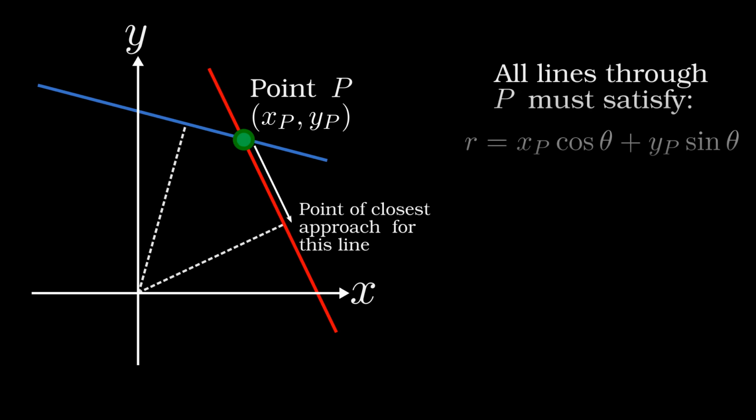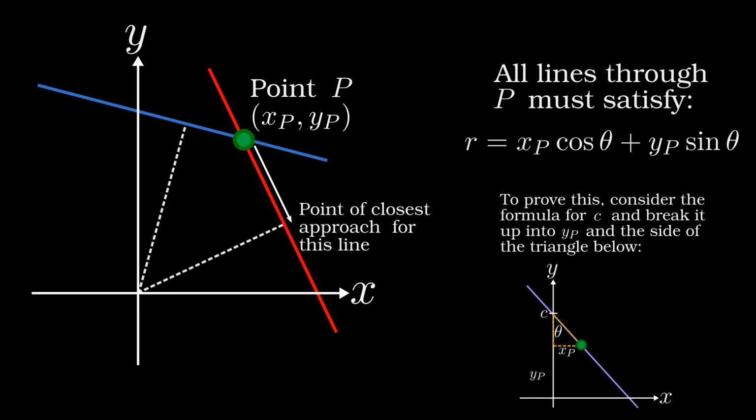Any line passing through P must satisfy the equation r equals xp cos theta plus yp sin theta. I'm showing some more hints how you might prove this with trigonometry on the screen. The location of P sets the x and y coordinates. We choose what we want theta to be as an independent variable, and then r comes out of this equation. Once more, make sure you don't confuse r as the distance of closest approach with the distance to P itself.